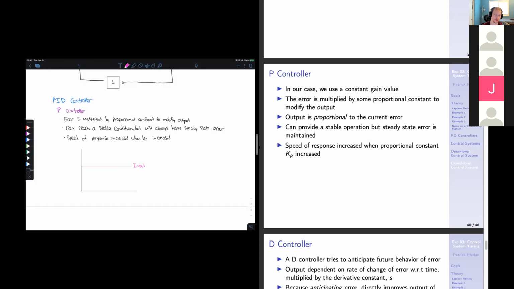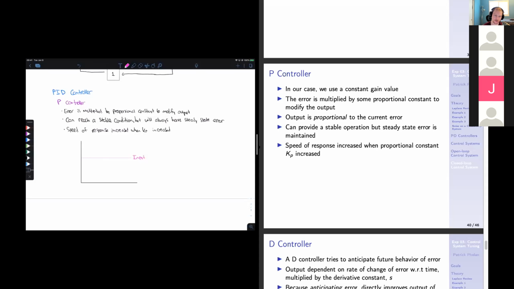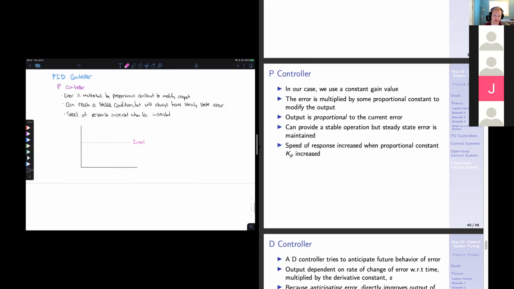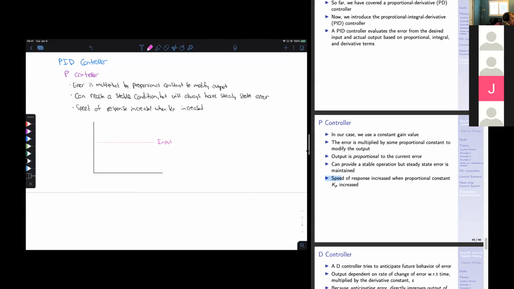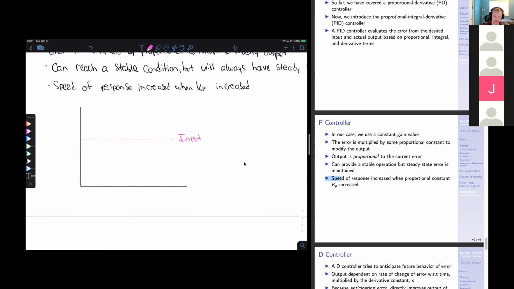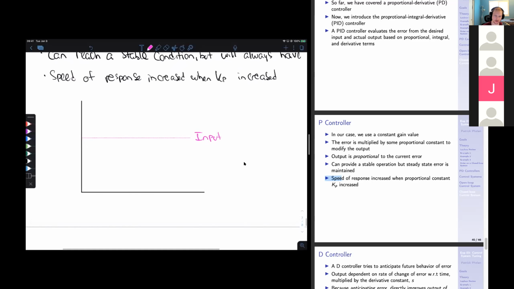All right, so I don't have this part in the slides, but it'll be good to get an idea of what I'm talking about here. We just wrote our speed of the response is going to be increased when our proportional gain value Kp is increased. So here, in pink, is our input that we have for the system.